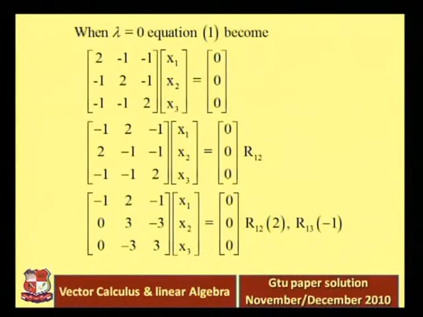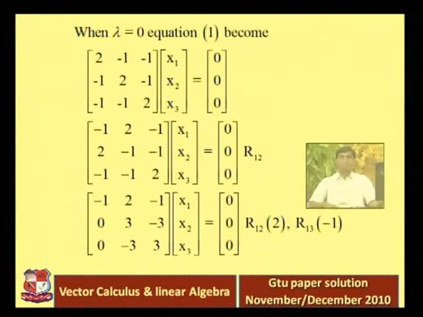So the first row now becomes minus 1 2 minus 1, the second row is 2 minus 1 minus 1, and the third row is as it is. Now the next process is we multiply the first row with 2 and add it to the second row. So the first row is as it is, the second row is 0 3 minus 3, and the next process is we multiply the first row with -1 and add it to the third row. So the third row becomes 0 minus 3 3.